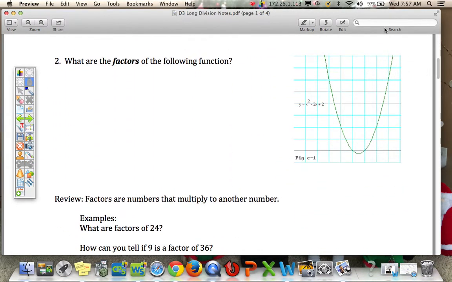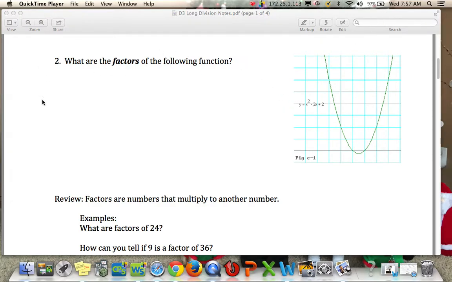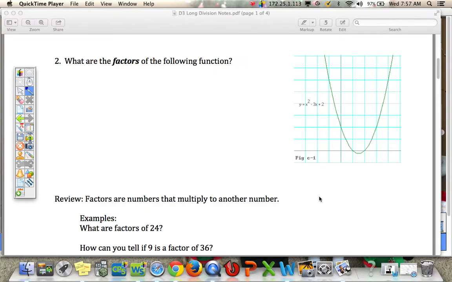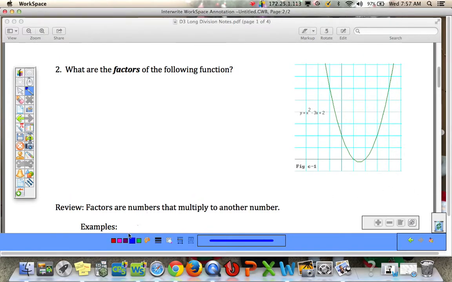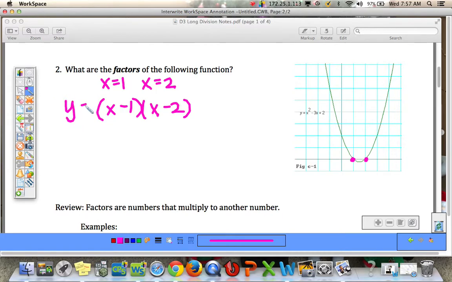Let's start with the review problem here. We have a quadratic, x squared minus 3x plus 1. What are the factors of the following function? If you remember from last unit, the factors are the opposite of the solutions, or the zeros. So here the zeros are 1 and 2. So the factors are the opposite, so it'd be x minus 1, x minus 2. So this is actually the factored form of this quadratic.